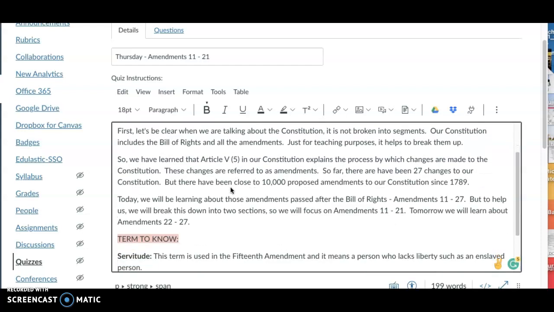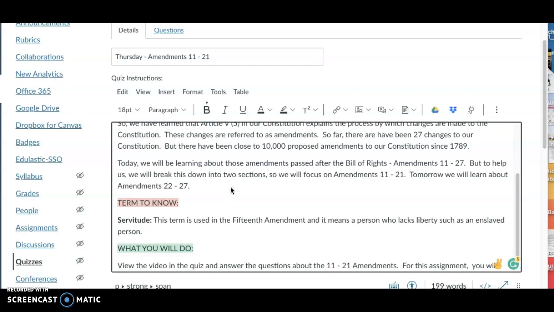So we have learned that Amendment 5 in our Constitution explains the process by which changes are made to the Constitution. These changes are referred to as amendments. So far, there have been 27 changes to our Constitution, but there have been close to 10,000 proposed amendments to our Constitution since 1789. Today, we will be learning about those amendments passed after the Bill of Rights.